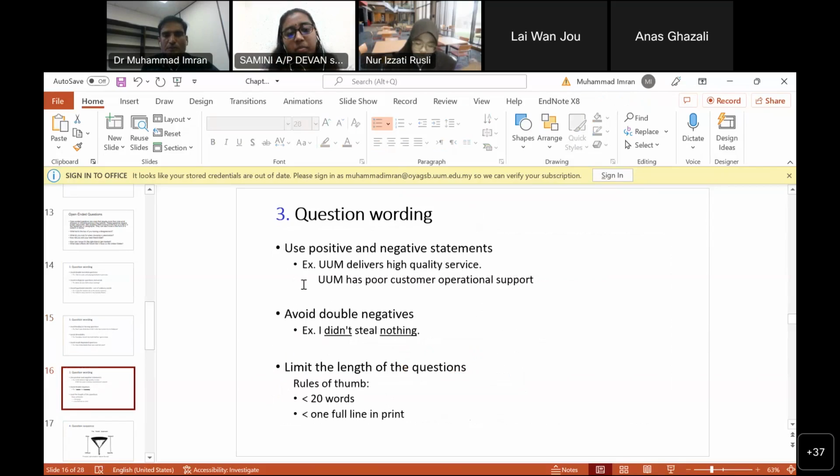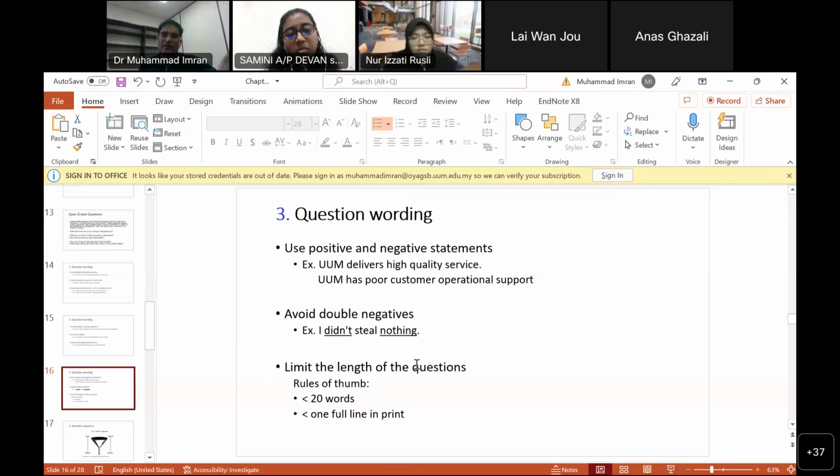By the way, use a positive or negative statement. "UGM delivers high quality service." You cannot use positive and negative in one sentence; you can go for the difference, for example "UGM has poor customer support." Avoid double negatives, like "I don't steal nothing." Limit the length of the question; the rule of thumb is 20 words.